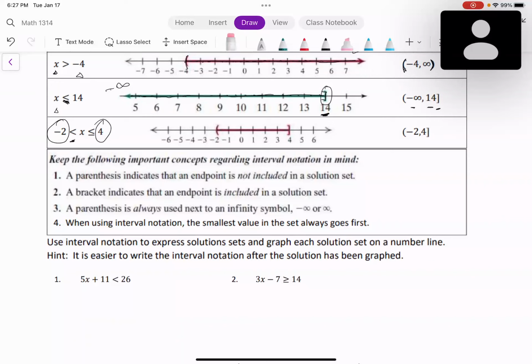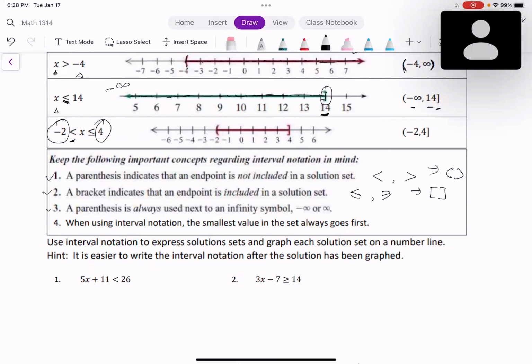Next part. Keep the following important concepts regarding interval notation in mind. First, a parenthesis indicates that an endpoint is not included in a solution set. That means if I have an inequality symbol like this or this, we use parentheses. Second, a bracket indicates that an endpoint is included in a solution set. That means we must have less than or equal to or greater than or equal to. We use brackets.